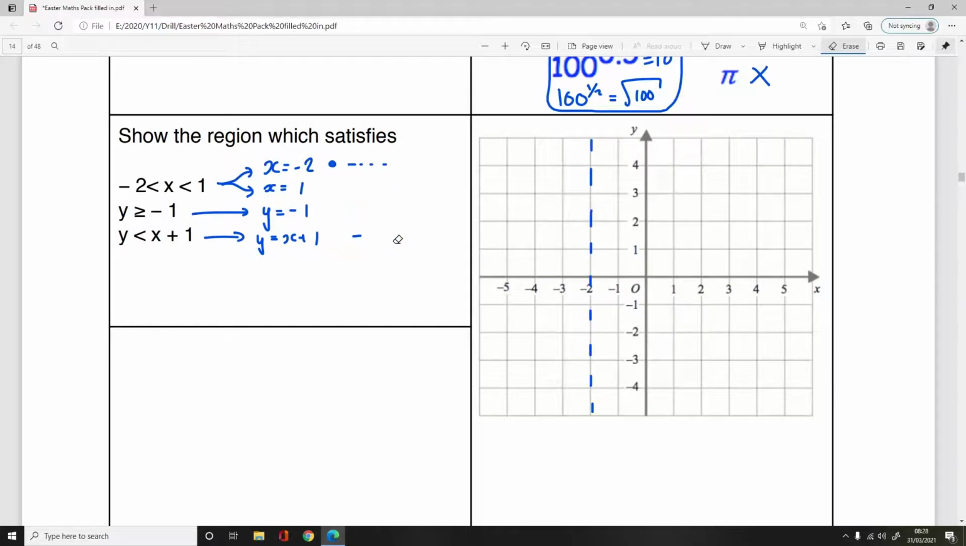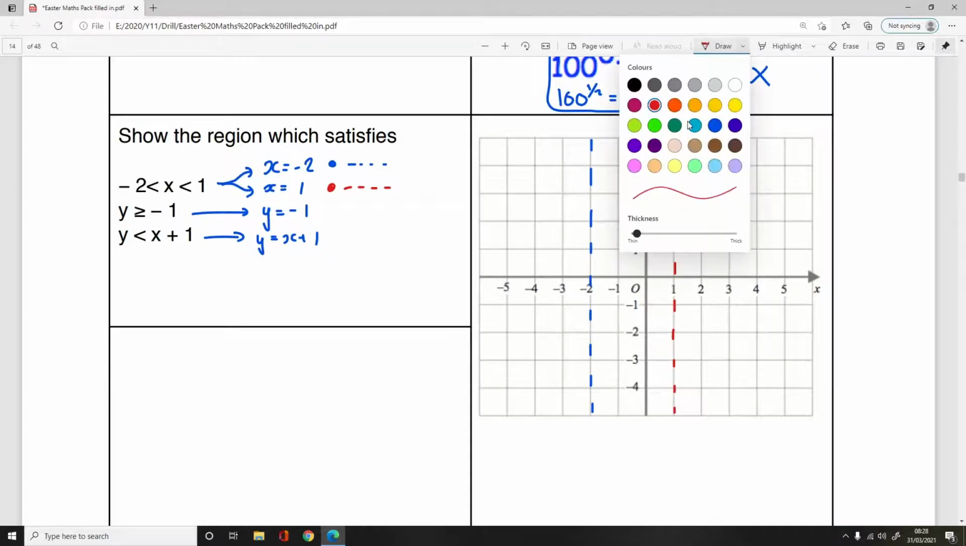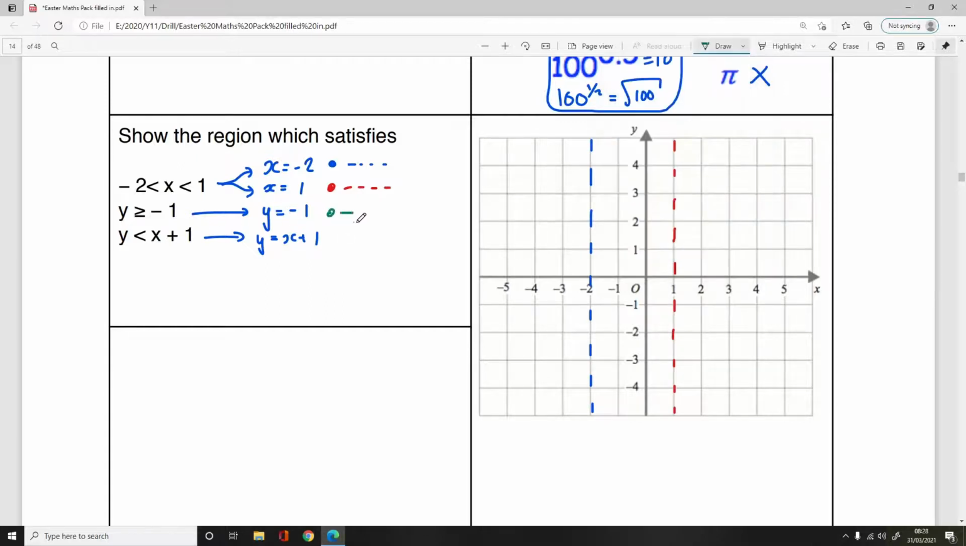Let's properly colour code this one. Second one goes through x equals 1, dotted line again because it's just a less than symbol, and we'd have an x is equal to 1 line. Third one, y equals -1, but this time it is a full line because we've got an 'or equal to' symbol there, and we just draw that through where y equals -1.